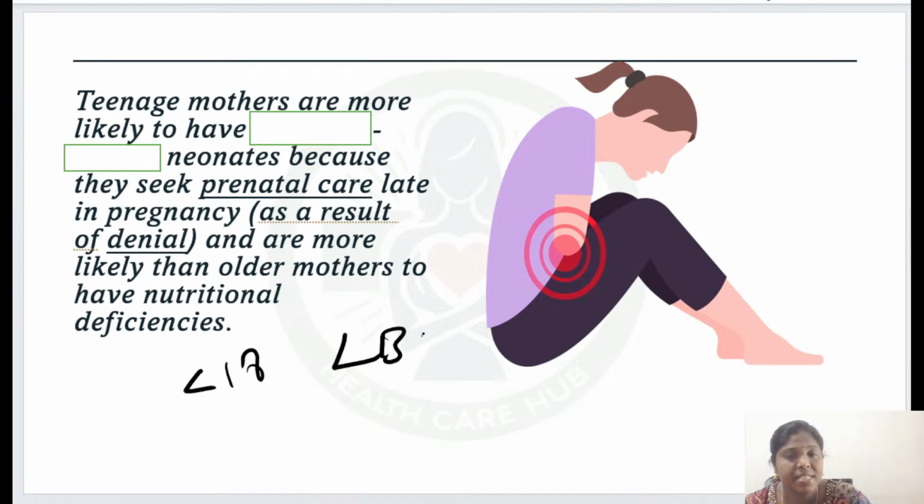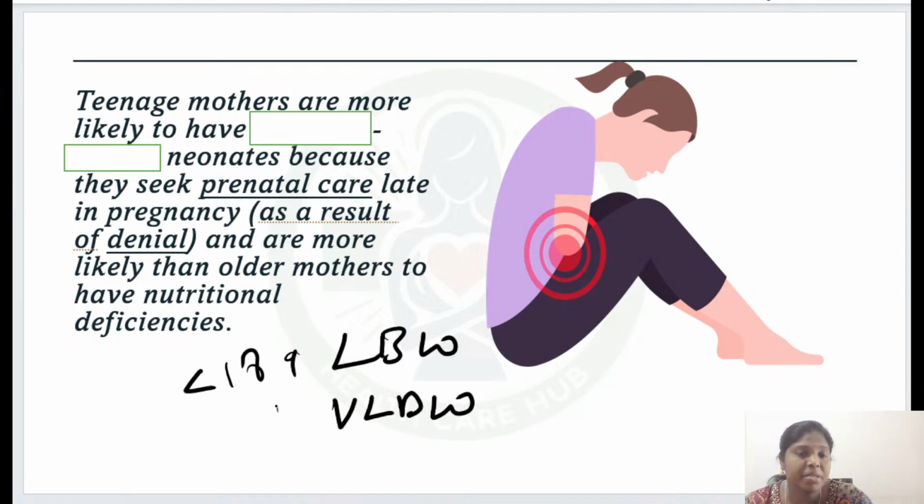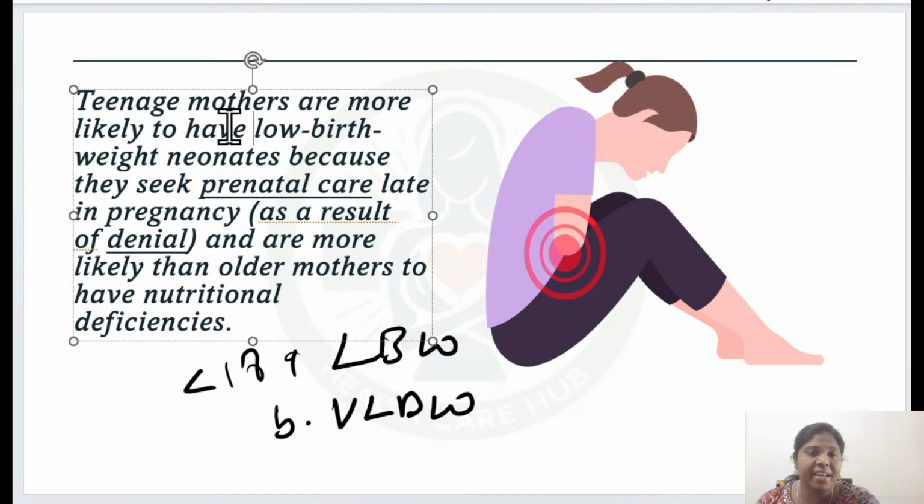So whether it is LBW, VLBW, what kind of babies the mother is going to deliver? Yes, the mother is going to deliver a low birth weight baby, because they will be in the stage of denial. No, I can't be pregnant, though they have conceived through the illegal way, they don't want to get prenatal care. This is a defense mechanism, they will be in the denial stage.